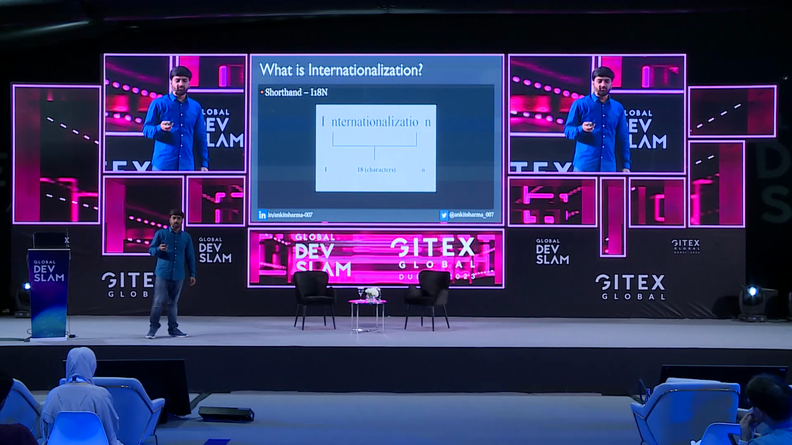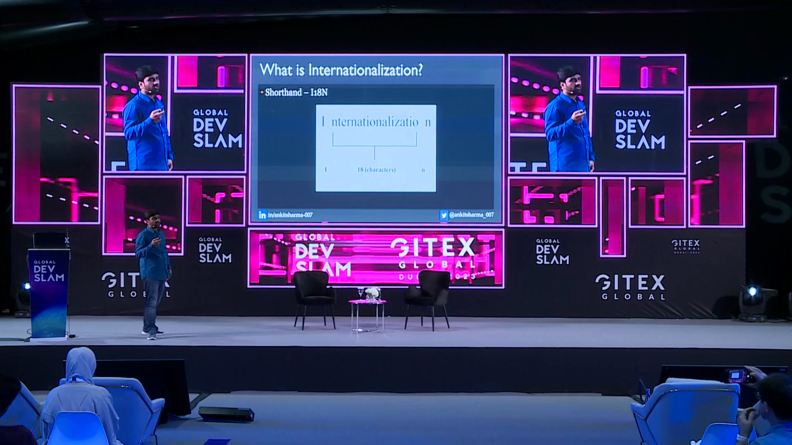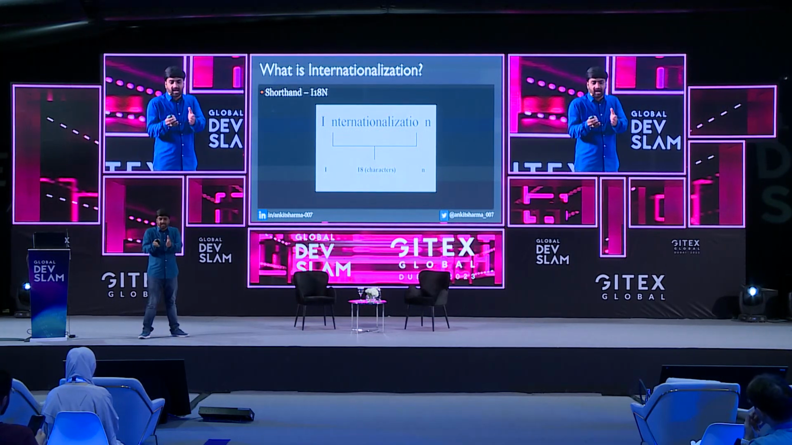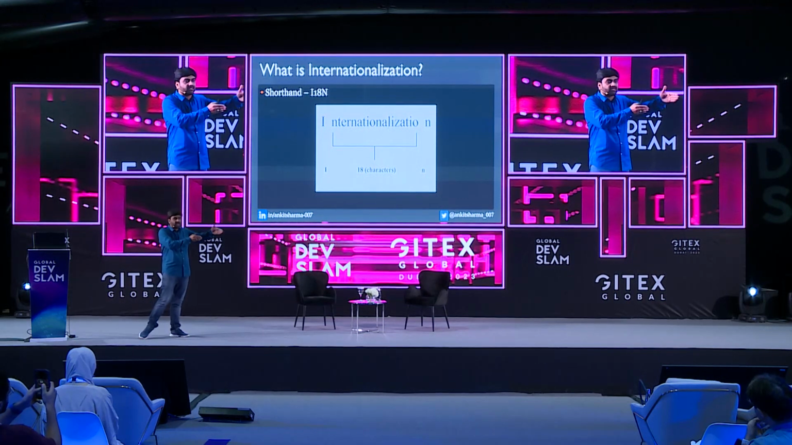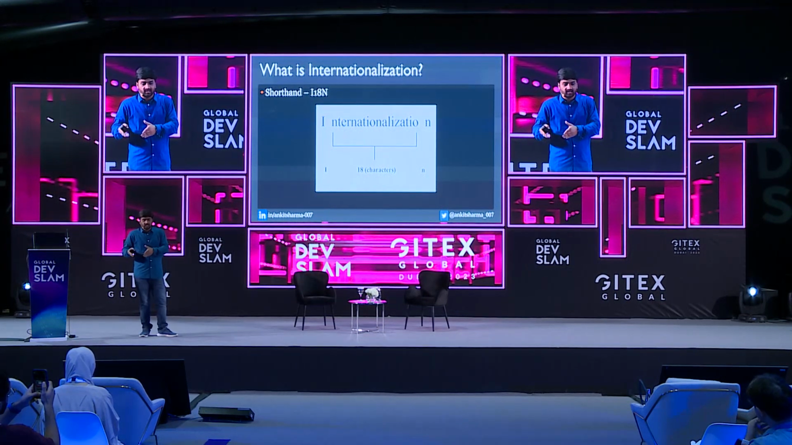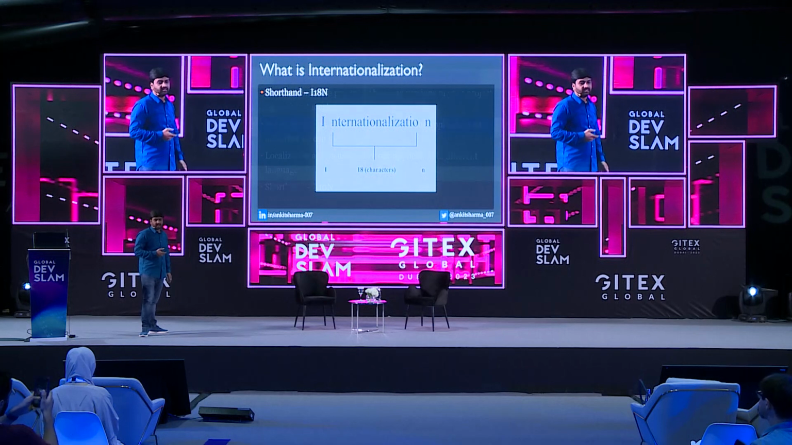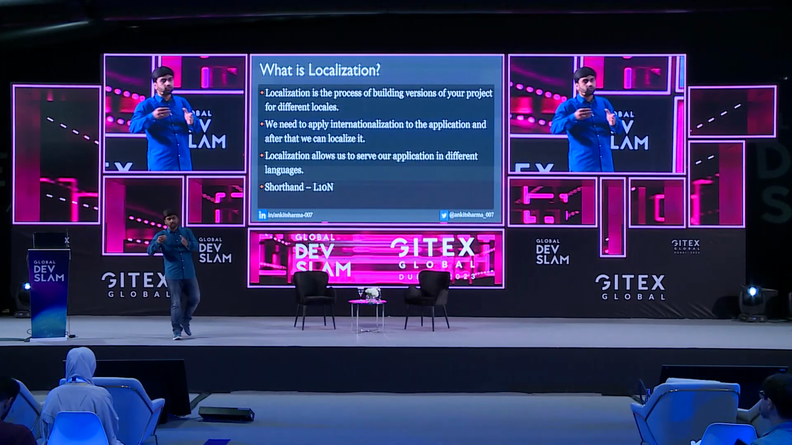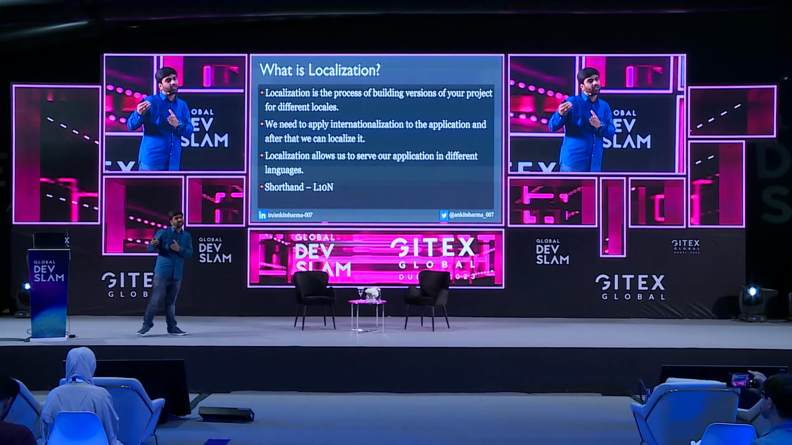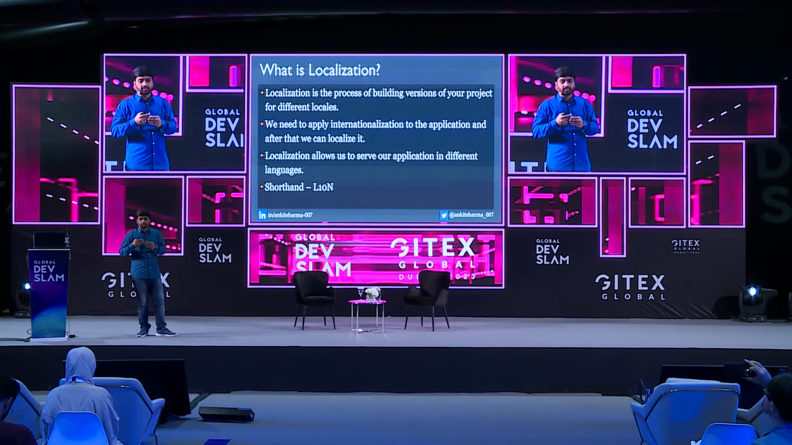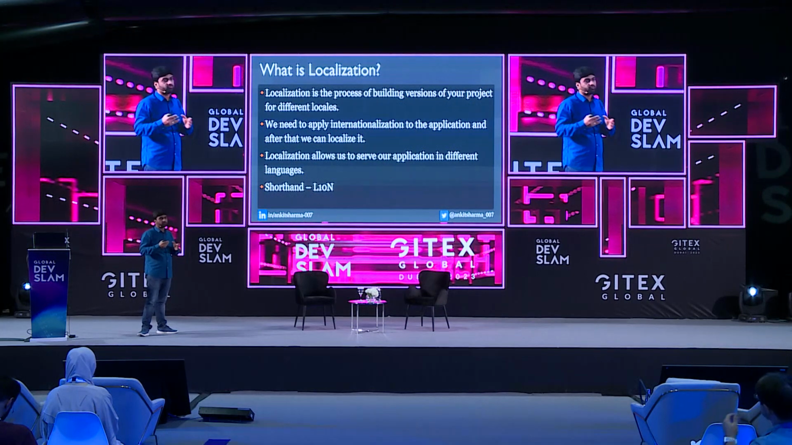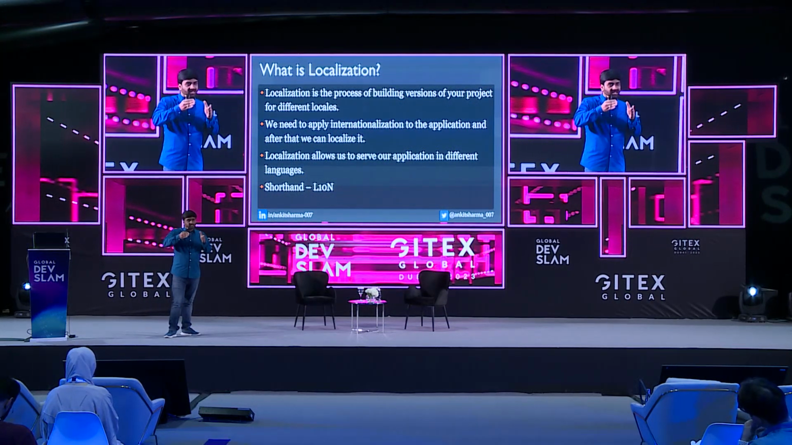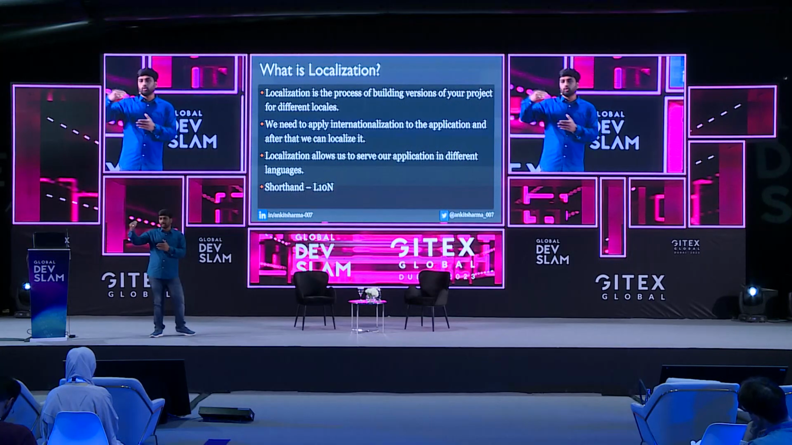Internationalization is also termed as I18N in shorthand. The reason for that is there are 18 characters between the first character I and the last character N. That's why it is called I18N. Along with internationalization, there is also a term called localization. Localization is the process of building the versions of your project in different locales. And we first have to apply internationalization on a project, and then we have to localize it.